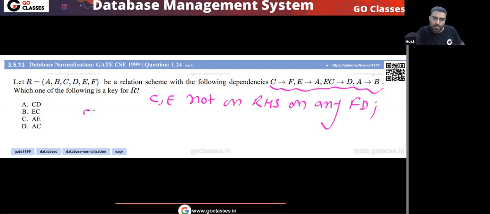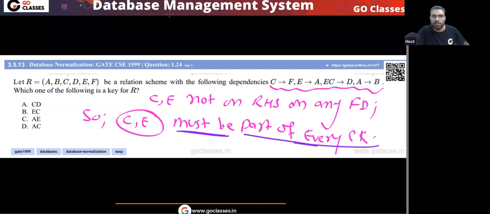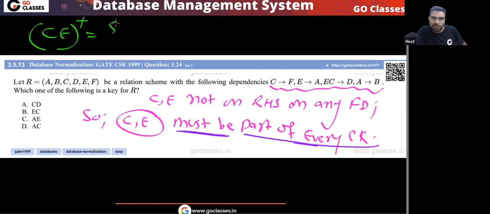So what should happen? C and E must be part of every candidate key. Now you tell me, is this CE itself enough? Let's check what is the closure of CE. That will be CE. What else can you bring? Remember, C can determine F, so you will get F also.